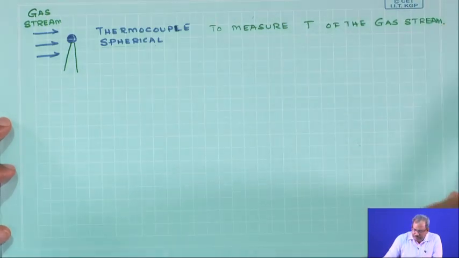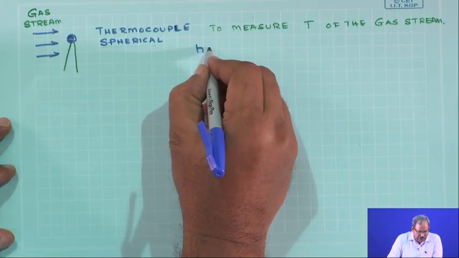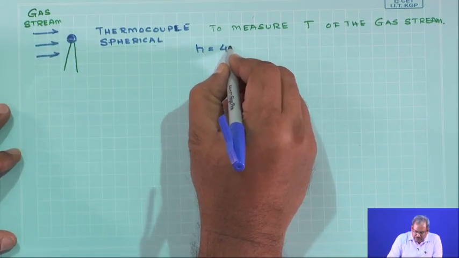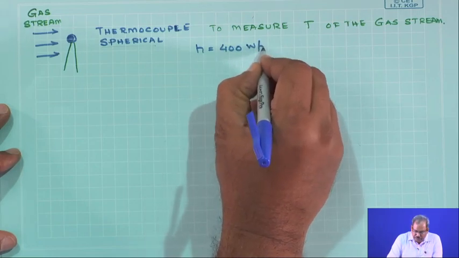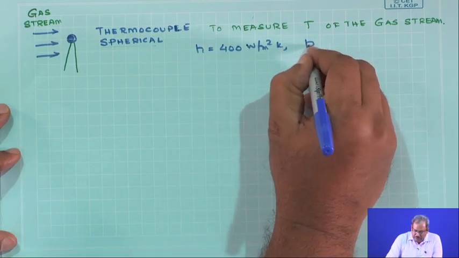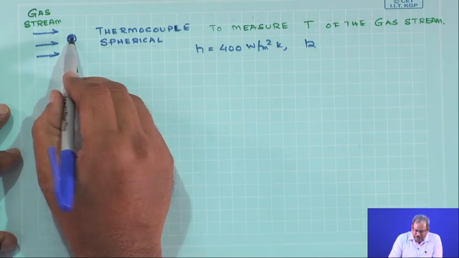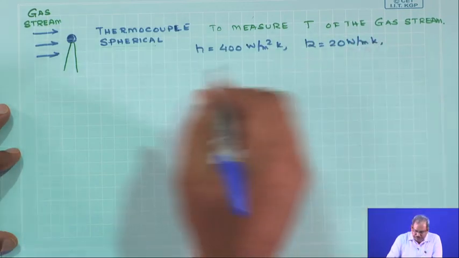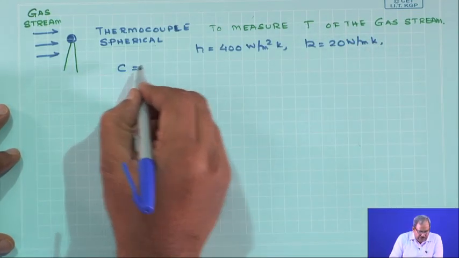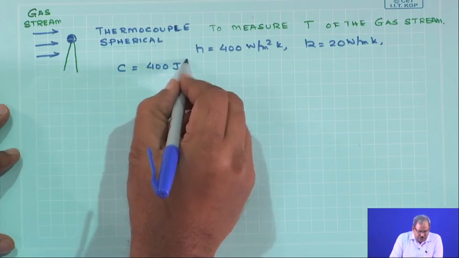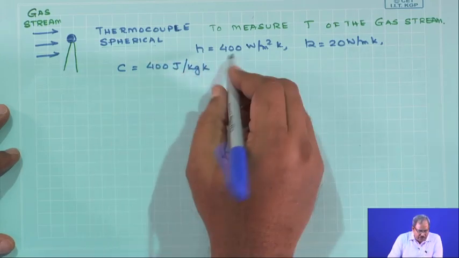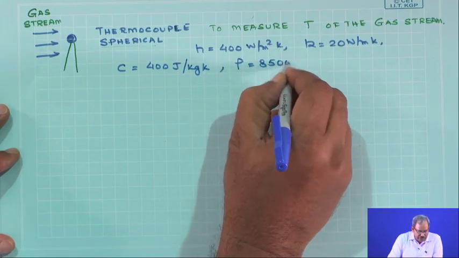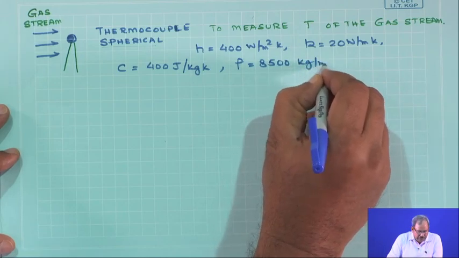The properties which are given: h is for the condition for the flow of the gas, thermophysical properties, etc. The value of h is 400 watt per meter square Kelvin. The thermal conductivity of the material of the thermocouple is 20 watt per meter Kelvin. The specific heat capacity is 400 joule per kg Kelvin, that of the thermocouple material. The density rho is 8500 kg per meter cube.